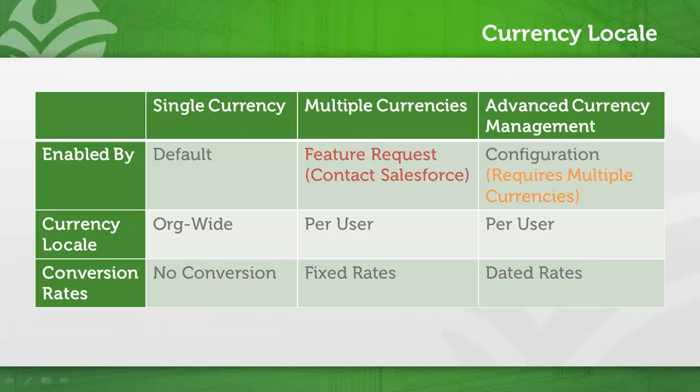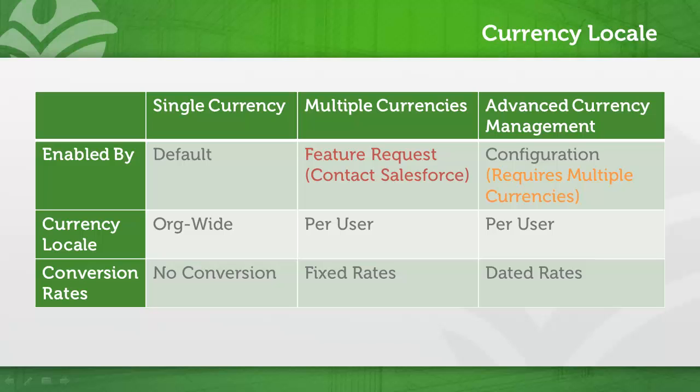For instance, a US-based company has a satellite office in Paris. A user in this office enters an amount for 1,000 euros. The sales executive in the US can view this amount in both euros and the converted US dollar amount. Multiple currencies is available by feature request only and requires some additional configuration.